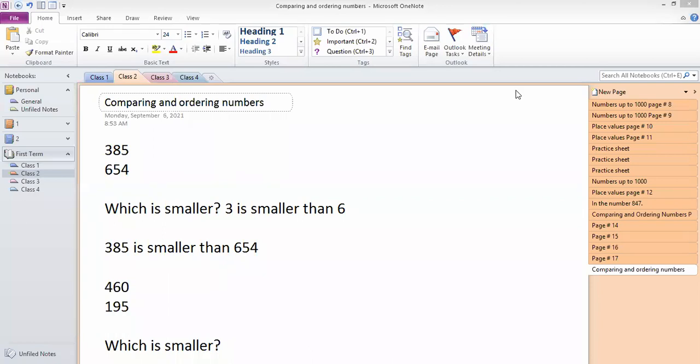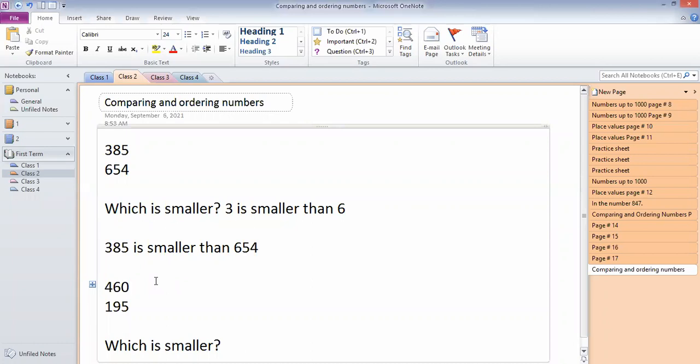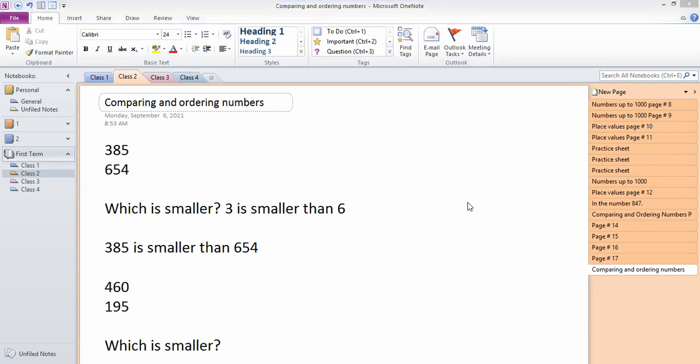Okay, let's check why 195. So guys, I told you whenever you are comparing 3-digit numbers, you will compare the hundreds first. So here are 400 and here is 100. You have to compare the hundreds. This is 4 and this is 1. So which is smaller, guys? 4 is smaller or 1 is smaller? 1.